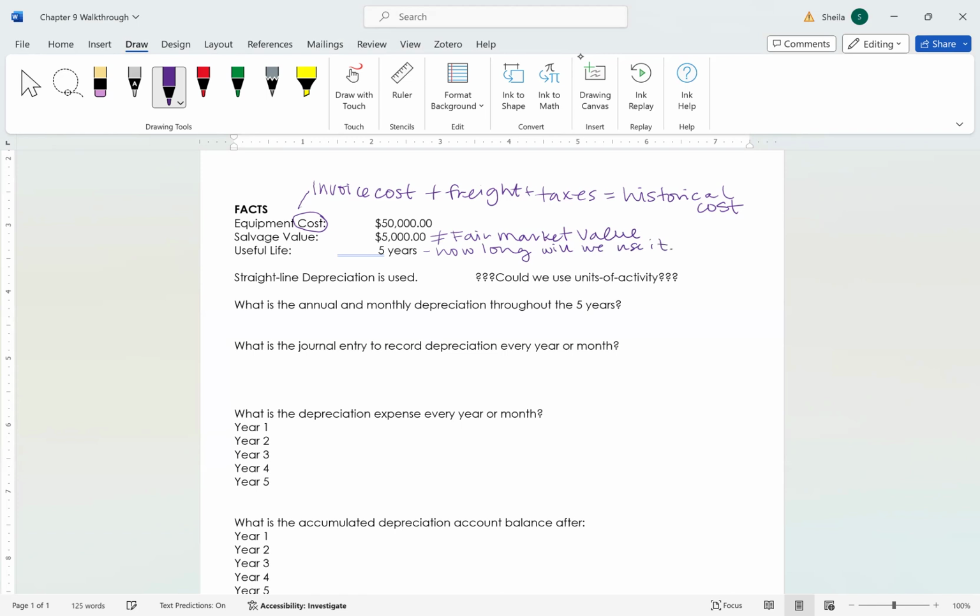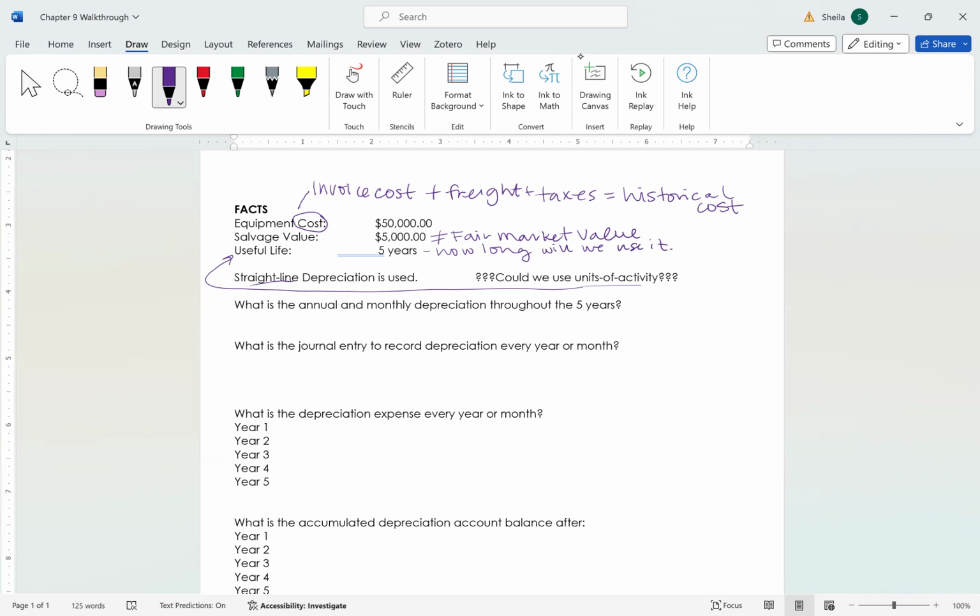Now, when we practice depreciation in this class, we're going to use straight line. And this is just an even allocation over the useful life. Now, we could also use units of activity, and our calculation would be the same, but we would replace the useful life with the units of activity. So, for example, if we had equipment and we knew that we were going to use it for 100,000 hours, that would be our units of activity. We would do the calculation the same way and apply depreciation based off of the units of activity instead of the time period. So keep that in mind as you're working through the homework.